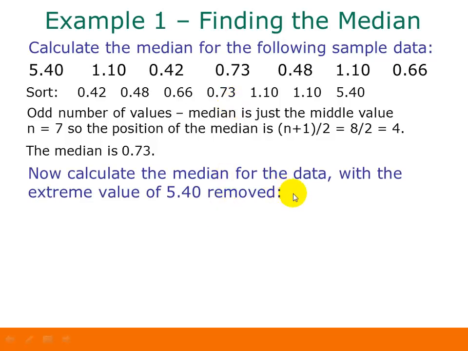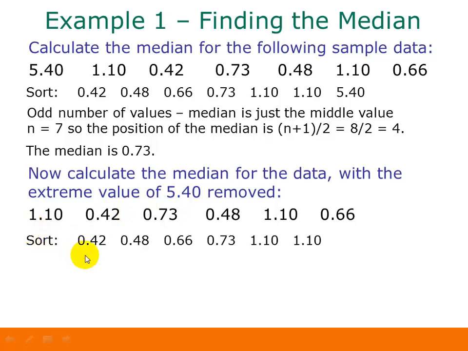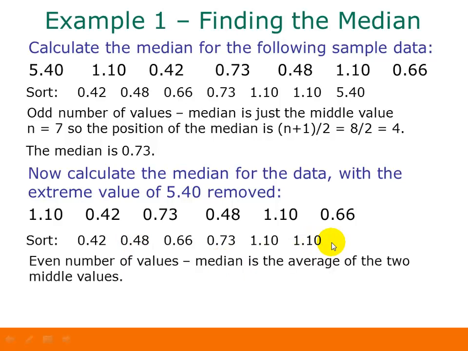Now again, we're going to remove our extreme value of 5.4 and calculate the median with the remaining data. Now, if we sort it again, first, we only have 6 values, so we have an even number, and that means the median is the average of the 2 middle values.